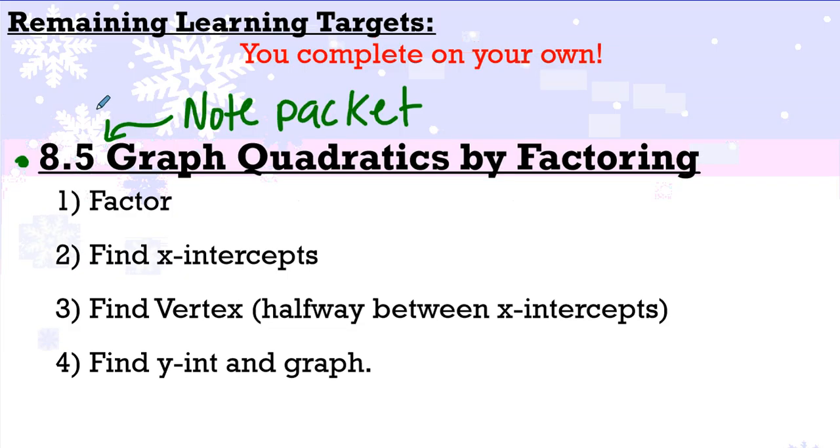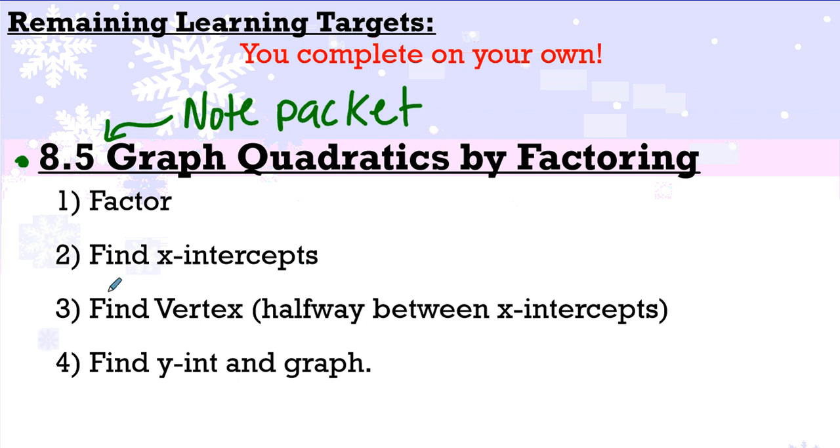The very last section we did was 8.5, graph quadratics by factoring. And I'm going to leave you to do this on your own. So this is your task, to fill in the last section. You could go and watch the video that was recorded prior. You can look at your note packet from filling out that video and fill in an example. First you have to factor, then find the x-intercepts, then find the vertex halfway between, and then find the y-intercept and graph. And that would be the last section that we covered. And then there is one blank for you to put an extra example on.